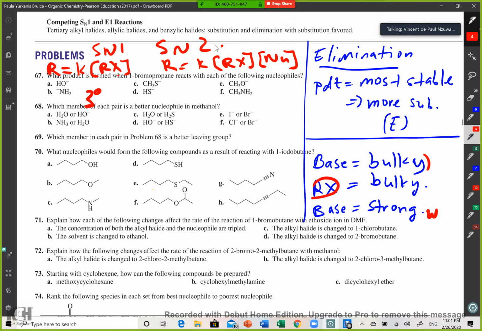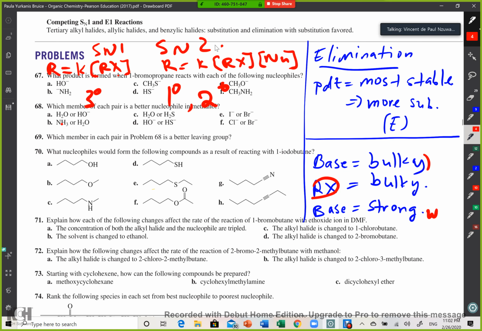So for SN2, primary and secondary alkyl halides definitely prefer to go through SN2. Okay, they will prefer to go through SN2. Now, another example with the SN1. With the SN1, you want a small nucleophile.